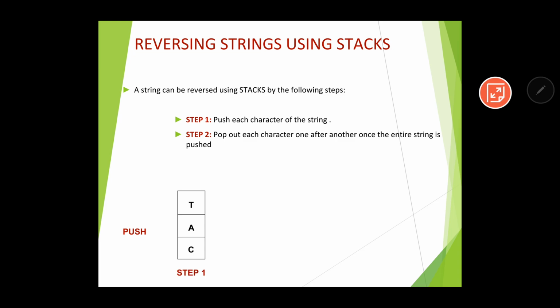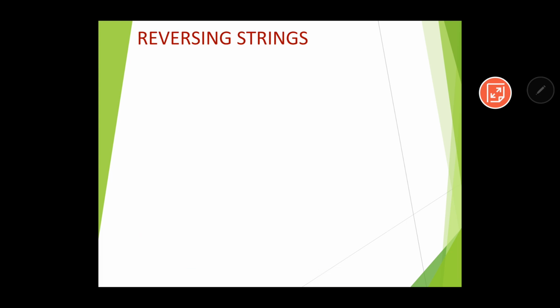After that we need to pop out each character one after another. So this is the current status. So at first which will be popped out? T will be popped out. After that A will be popped out and C will be popped out. And after that it will be displayed via the output screen. So this is your step 2.